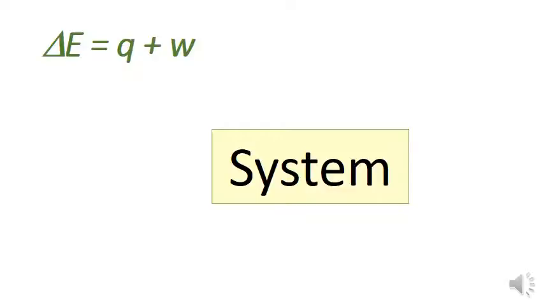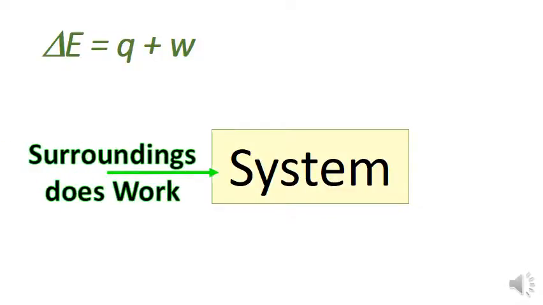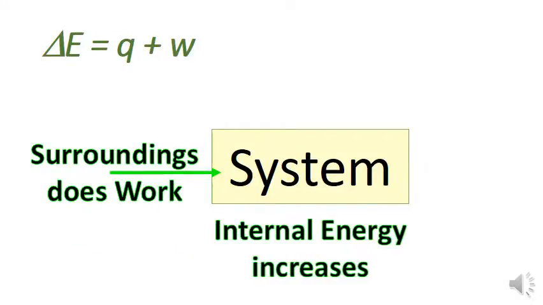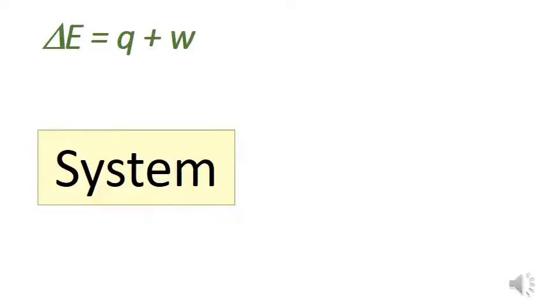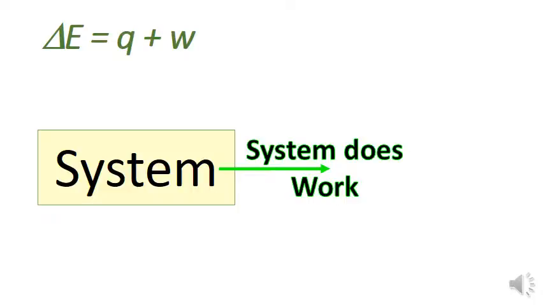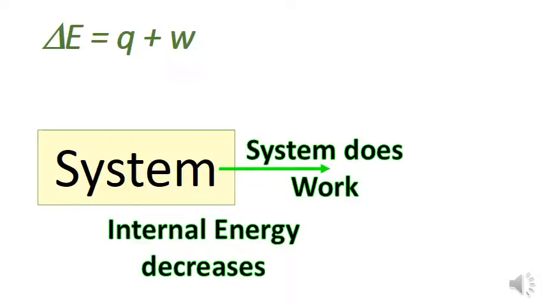The W sign also changes. When the surroundings do work on the system, that causes the internal energy of the system to go up, and W then will be positive. When the system does work on the surroundings, that causes the internal energy of the system to go down, and then your work value is negative.